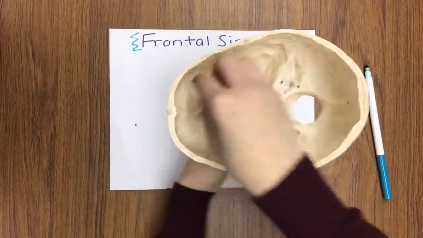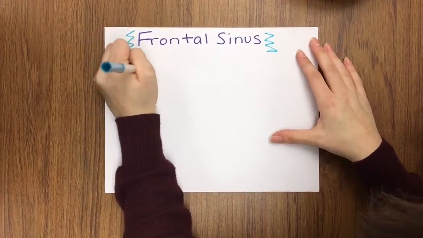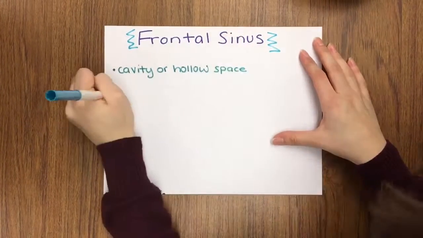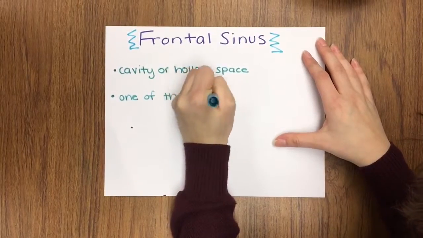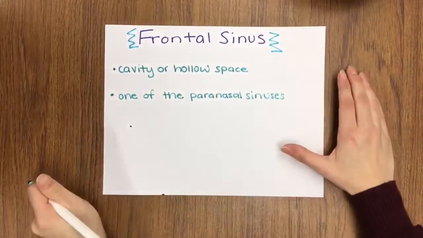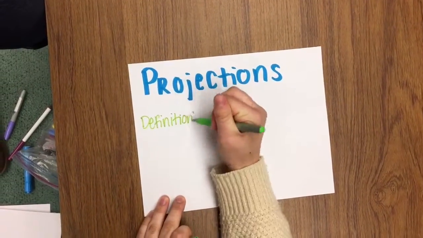Lastly, we will be looking at a sinus, which is a cavity or hollow space in a bone. An example of a sinus is the frontal sinus, located in the frontal bone of the skull, superior to the orbit. The frontal sinus is one of the paranasal air sinuses that allows for voice resonance and is a common place for sinus infections. The third type of bone markings are projections.